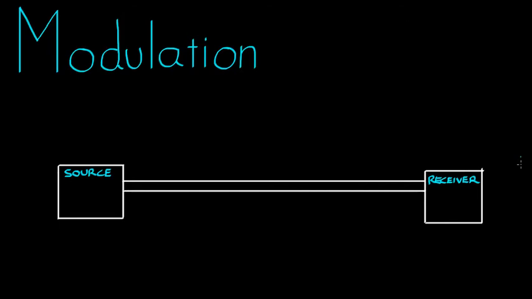Modulation refers to the transformation of an electrical signal into another medium, say light. And there are three reasons why you might want to change an electrical signal into a light signal.